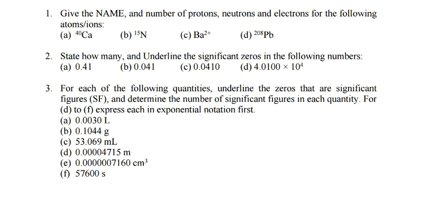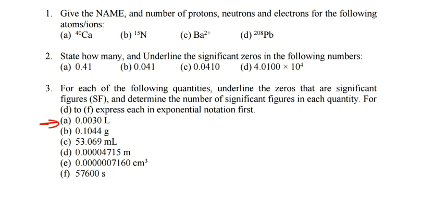So first of all, we're underlining the zeros that are significant figures, and then also determining the number of significant figures. The difference is here we're stating how many zeros were significant. Now in this other question, we're stating the number of significant figures. So let me start first of all with A.